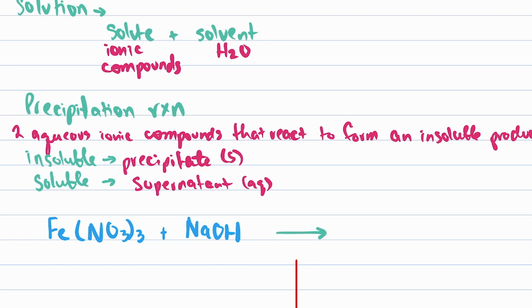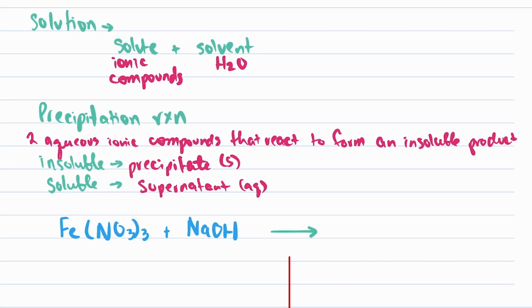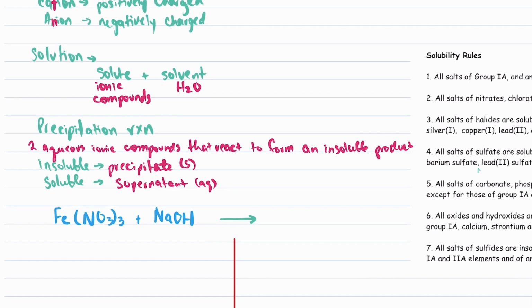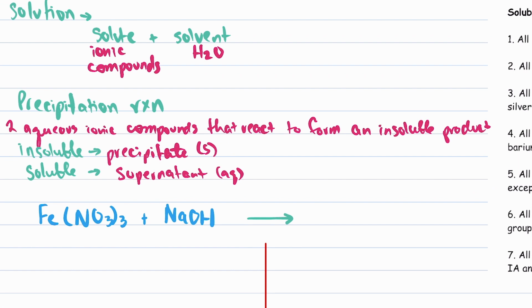All right. So with that said, let's go ahead and do an example. Here we have iron 3 nitrate and sodium hydroxide. These are my two reactants. The very first step is for you to figure out what the products are going to be. To do that, the first step would be to split them up and figure out what the charge is for each of those atoms.